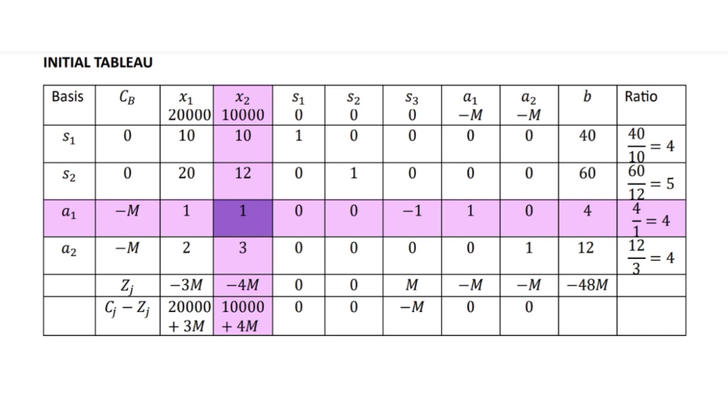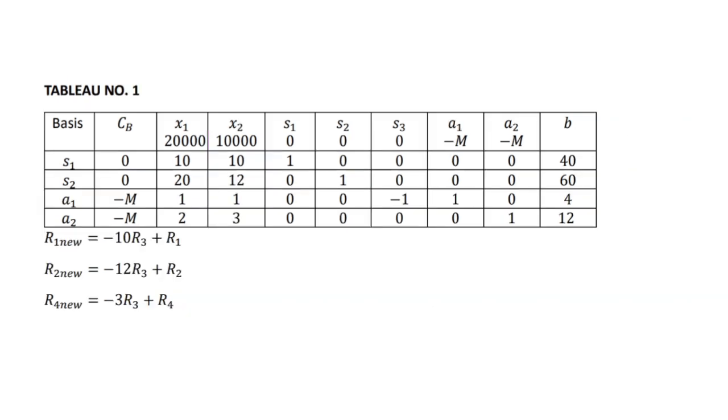Next, we compute the ratio by dividing b by the x sub 2 column, and we choose the smallest for the pivot row. Since there are three smallest values, we will choose the a sub 1 row to eliminate the artificial variable and replace it with x sub 2 as its basic variable. Thus, 1 is the pivot element. Next, we make all other entries in the pivot column become 0 by solving the following. Let r sub 1 new is equal to negative 10 r sub 3 plus r sub 1, and let r sub 2 new is equal to negative 12 times r sub 3 plus r sub 2, and let r sub 4 new is equal to negative 3 r sub 3 plus r sub 4. And the result is in tableau number 2.